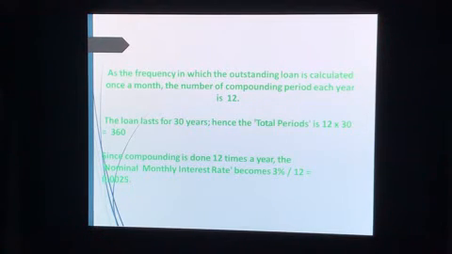This is the explanation. Because the frequency at which the outstanding loan is calculated is once a month, the number of compounding periods each year is 12. So the total compounding periods for 30 years will be 30 multiplied by 12, which is 360. The compounding is done 12 times every year, and the nominal monthly interest rate will be 3% divided by 12, which is 0.025.